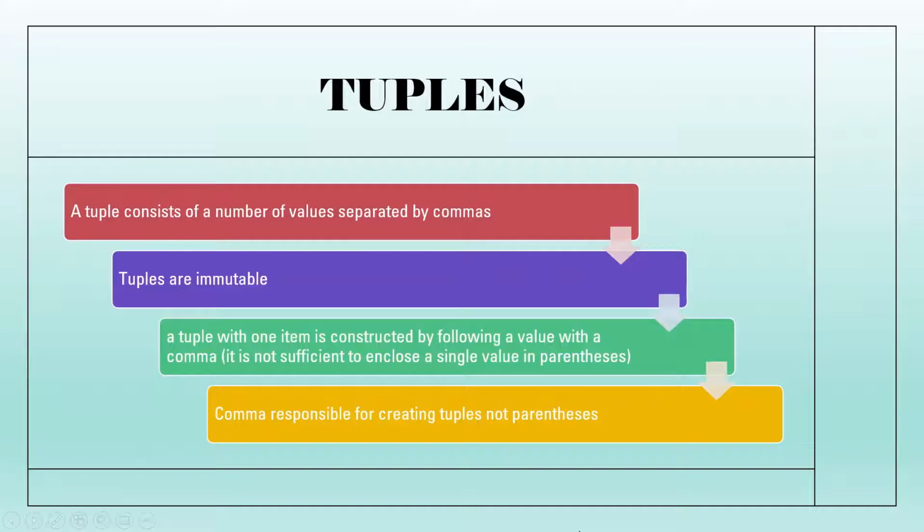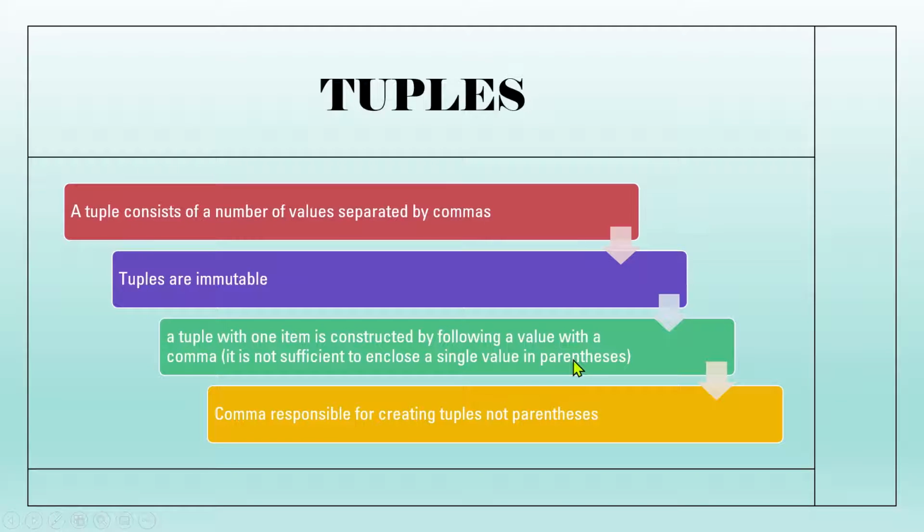Now coming to tuples. A tuple consists of a number of values separated by commas. We've seen this before, right? Tuples are immutable, meaning that we cannot append to tuples. We cannot change them. Then a tuple with 1 item is constructed by following a value with a comma. It is not sufficient to enclose a single value in parentheses.